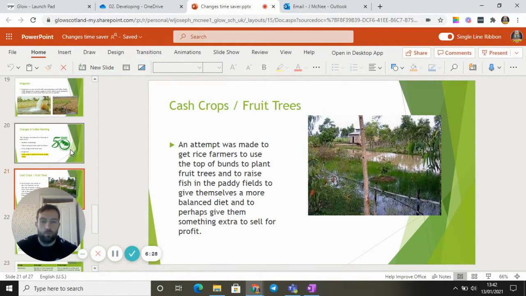And they would also put fish in the paddy fields, and the fish wouldn't eat the rice, they might eat some of the pests, but it meant that rather than just eating rice and stuff they had farmed, they could have a much more balanced diet in terms of having the fruit and the fish. Any extra fruit that they had, as well as the extra rice, as well as maybe some of the fish, could then be sold at market for more money.